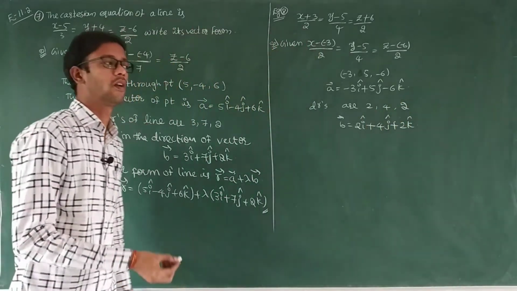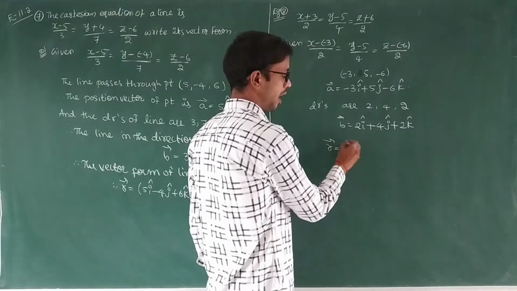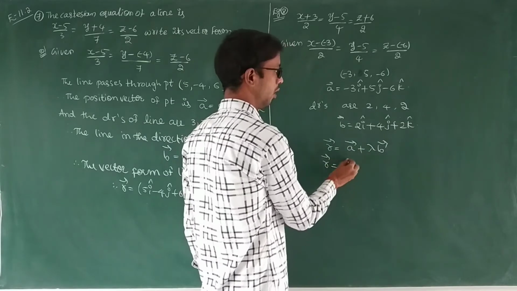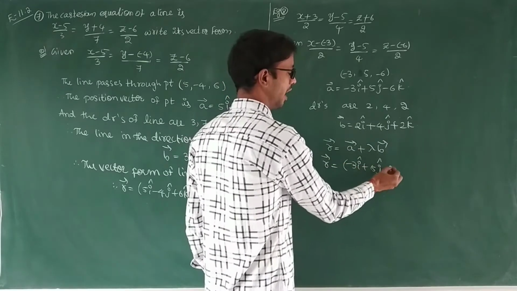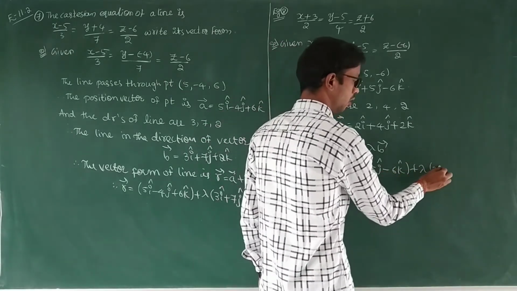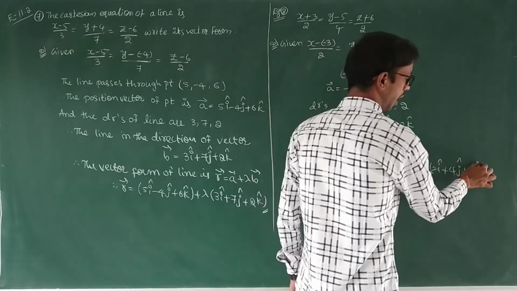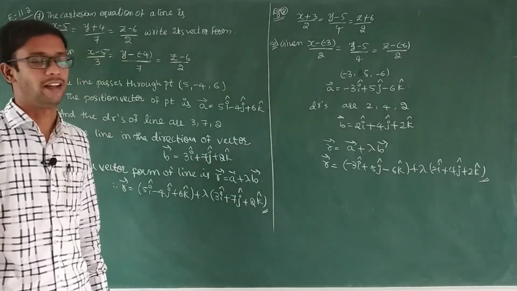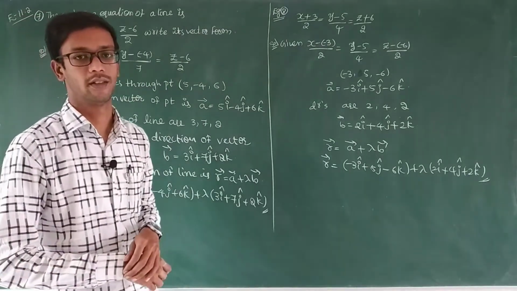Therefore, the required line equation in vector form is r bar = a bar + lambda b bar. R bar = -3 i cap + 5 j cap - 6 k cap + lambda into 2 i cap + 4 j cap + 2 k cap is the required vector form of the line. So similar problem, you can understand easily.